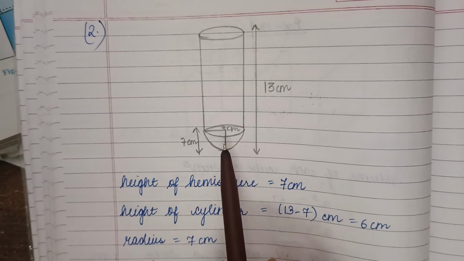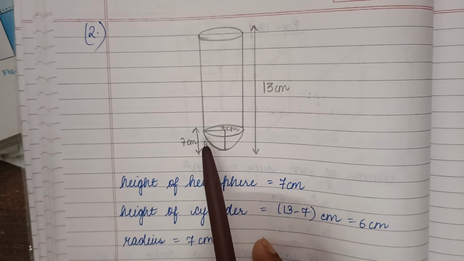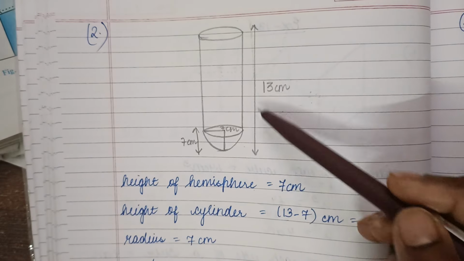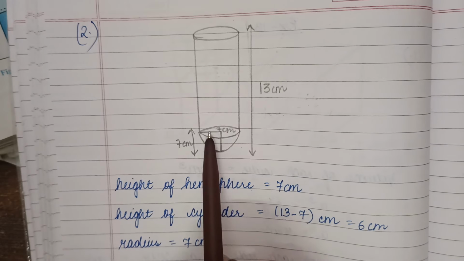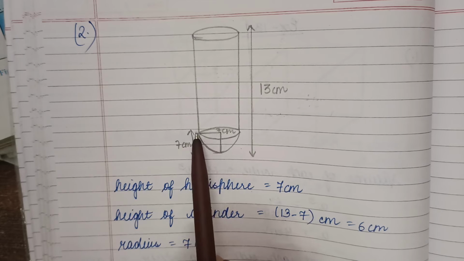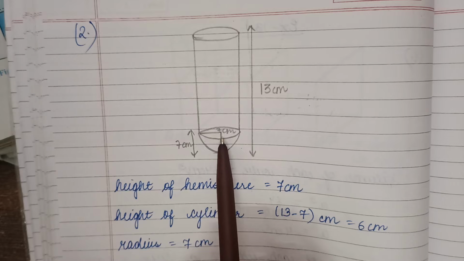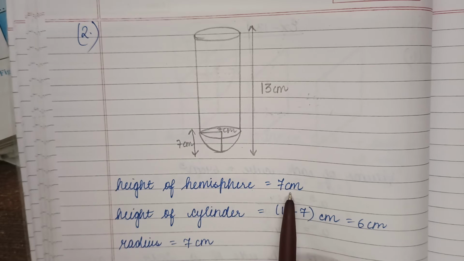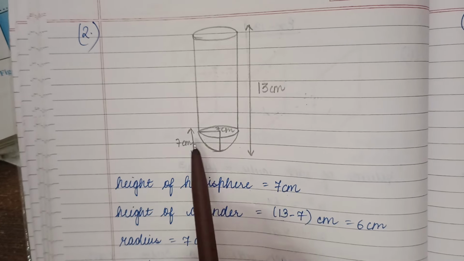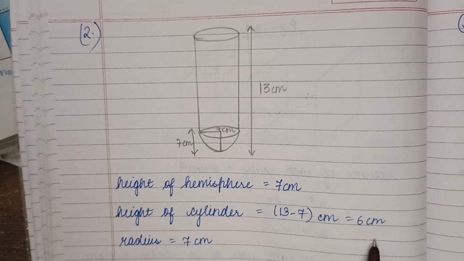So let us see. It is a hemisphere whose diameter is 14 centimeter and it is mounted by a hollow cylinder. The total height of the vessel is 13 centimeter and the diameter of the hemisphere is 14 centimeter. So the radius will be 7 centimeter. Similarly, here also it will be 7 centimeter. So height of the hemisphere will be 7 centimeter and the total height is 13 centimeter. So what will be the height of the cylinder? That will be 13 minus 7, that is 6 centimeter.